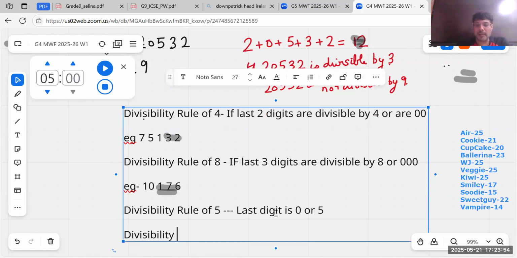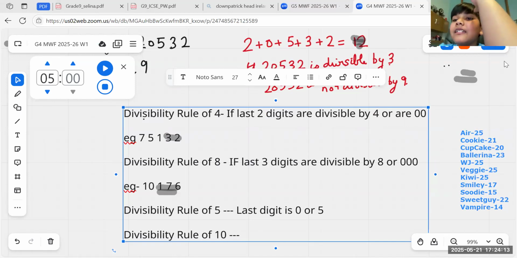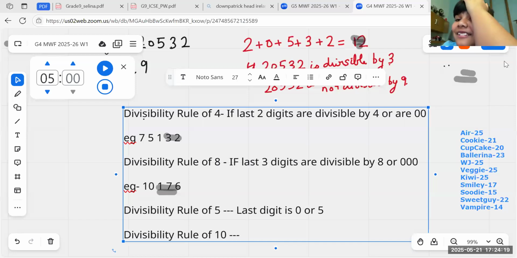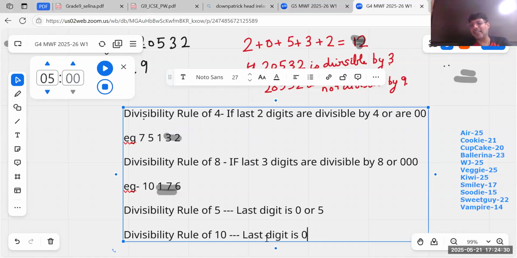Next, who wants to speak the divisibility rule of 10? Devam. If the last digit is 0. Yes, you are lucky. If the last digit is 0, then the number is divisible by 10.